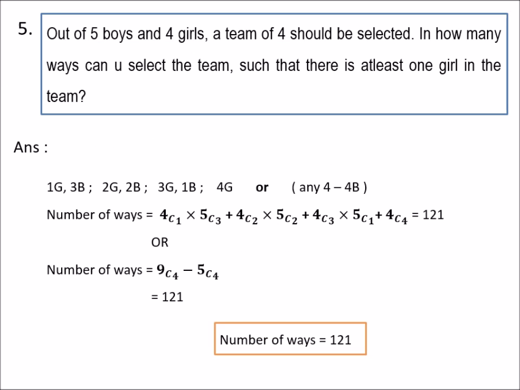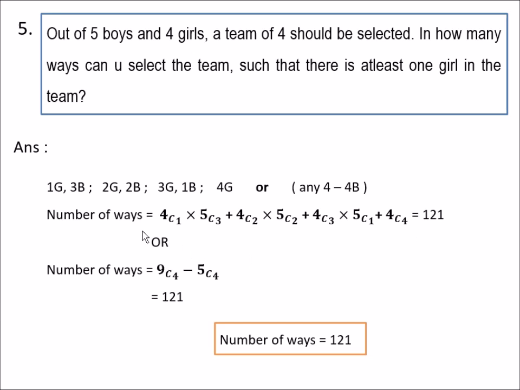And coming to the fifth question, out of 5 boys and 4 girls, a team of 4 should be selected. In how many ways can you select the team such that there is at least one girl in the team? The combinations possible are 1 girl and 3 boys, or 2 girls and 2 boys, 3 girls and 1 boy, or 4 girls. These are the 4 combinations that are possible for this question. So the number of ways is equal to 4C1 into 5C3 plus 4C2 into 5C2 plus 4C3 into 5C1 plus 4C4, and the sum is equal to 121.